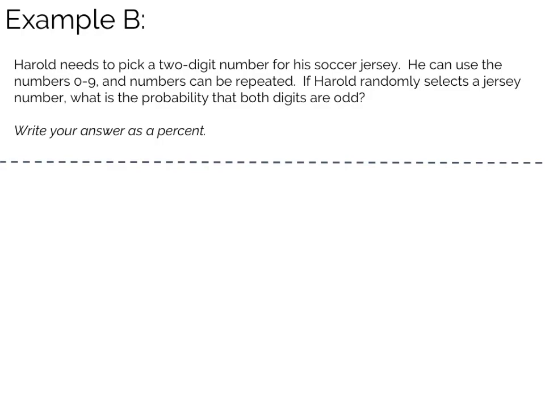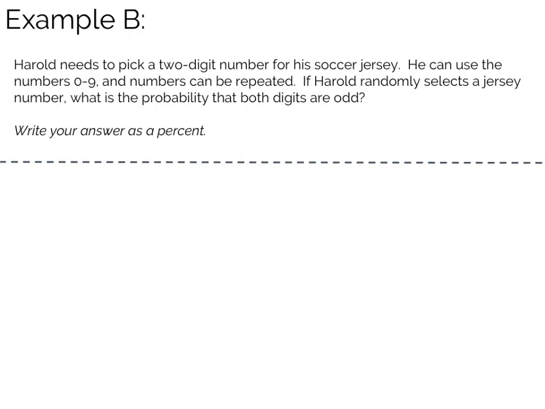So here in example B, Harold needs to pick a 2-digit number for his soccer jersey. He can use the numbers 0 to 9, and the numbers can be repeated. If Harold randomly selects a jersey number, what is the probability that both digits are going to be odd? And it wants us to write our answer as a percent. So at the end, we're going to need to remember we got to turn our answer into a percent.